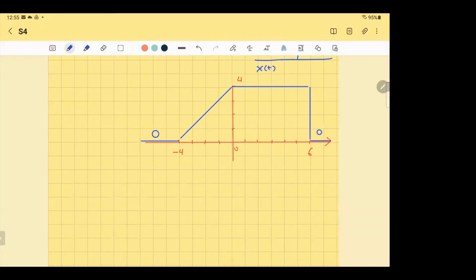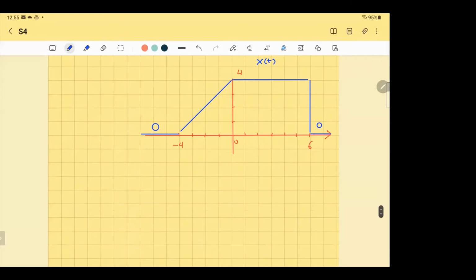We want to learn the time shift. Time shift could be to the right, could be to the left. So for time shift, you might try to find x of t minus 2. So how do we do x of t minus 2? It means you are going to shift everything to the right by 2 units.